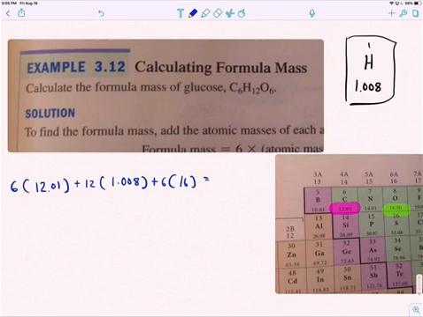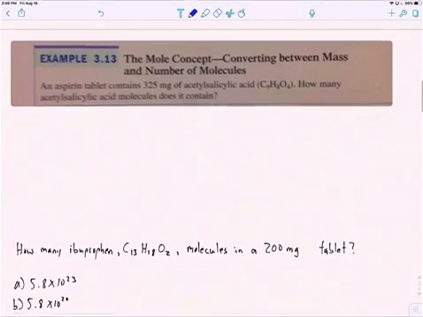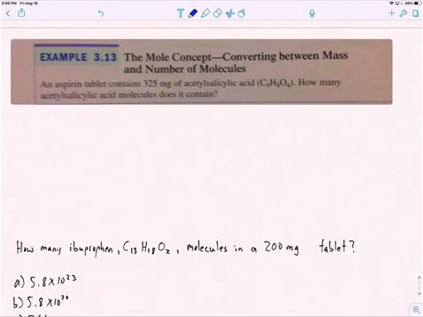And if you do that, you find out it's 180. I have it memorized as 180.16 AMU, or atomic mass units, or you could also write it as grams per mole, usually more frequently grams per mole. So that means that if you have 180.16 grams of glucose, you have 1 mole of glucose. Okay, so just like we saw with elements, we can do this with molecules as well.